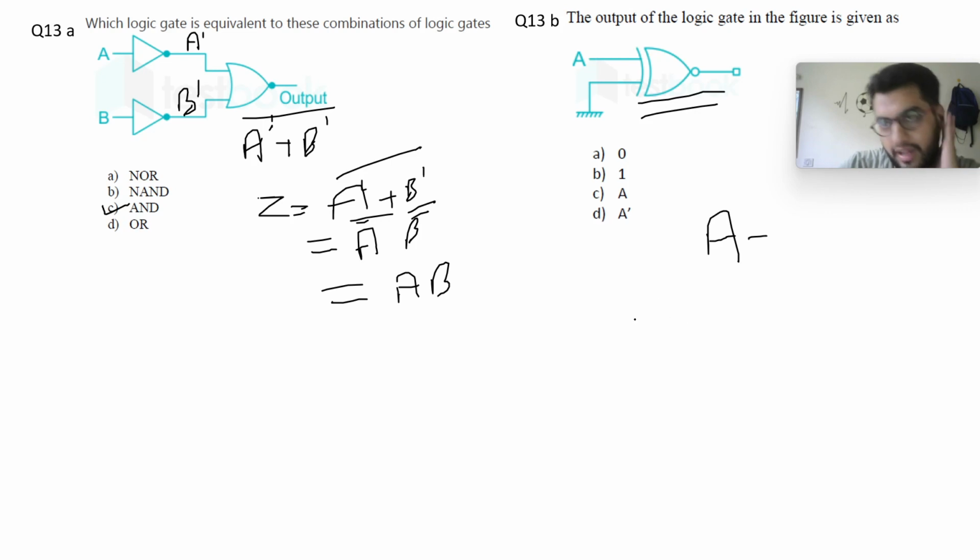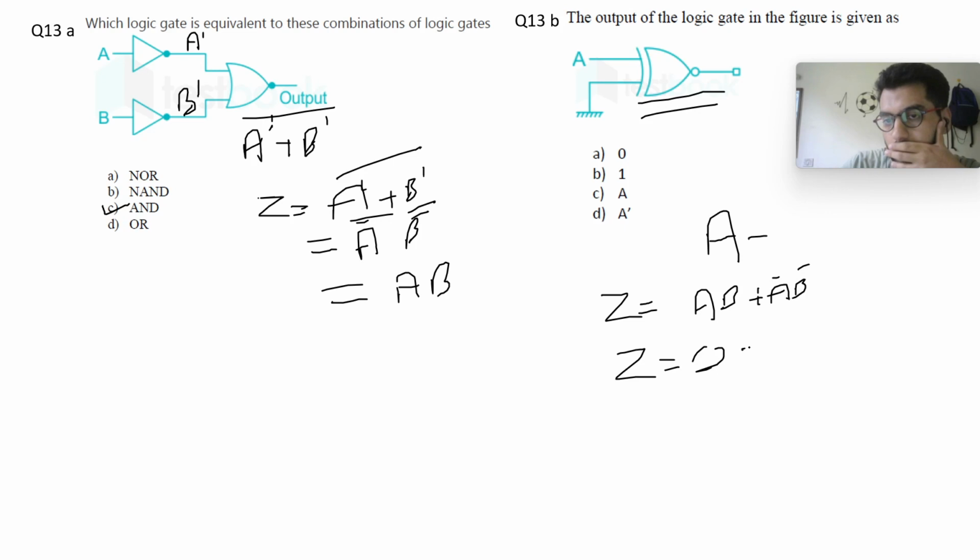So there are multiple ways you can do it. We have this output Z, and you know the expression for an XNOR gate is AB plus A bar B bar. So Z is equal to AB. B is 0, so it's 0 plus A bar, and B is 0, which means B bar is 1. So A bar dot 1, so Z is equal to A bar.